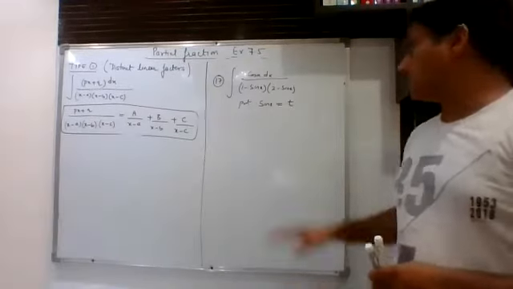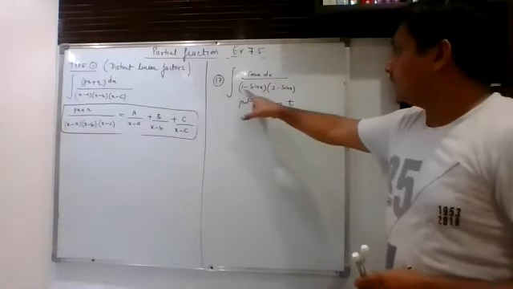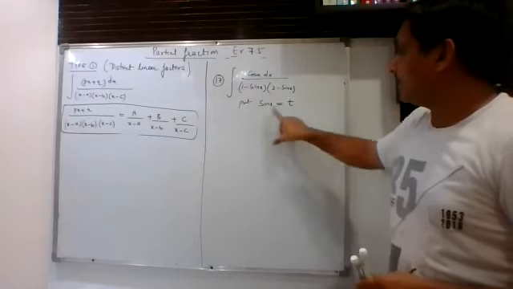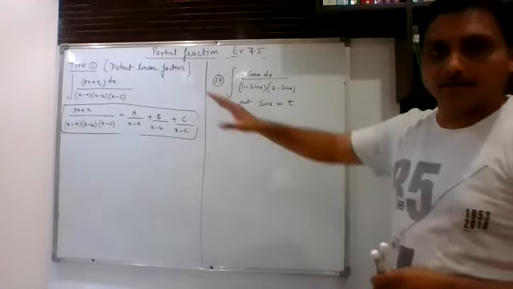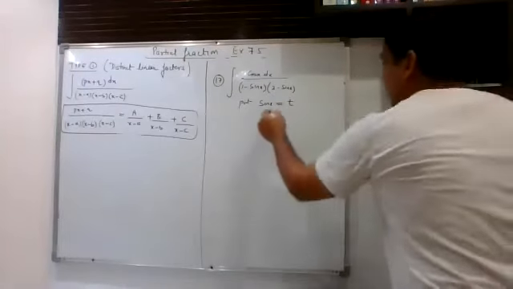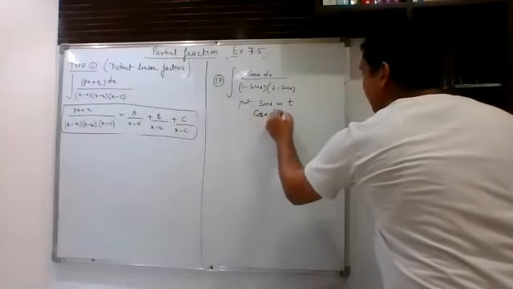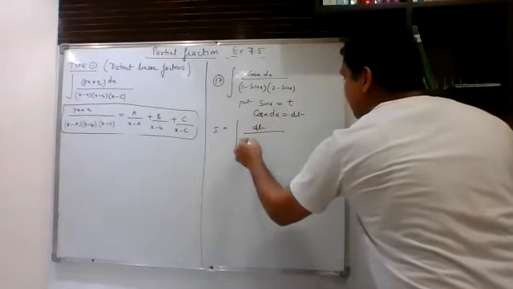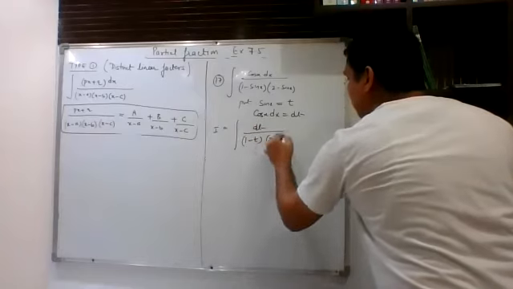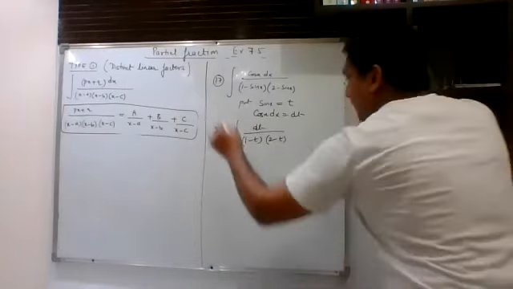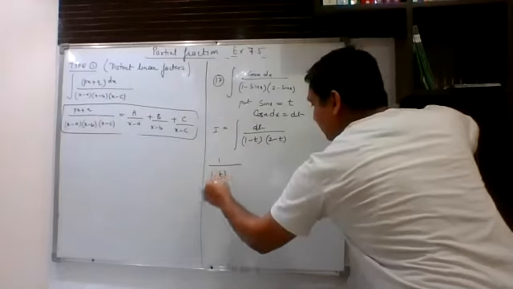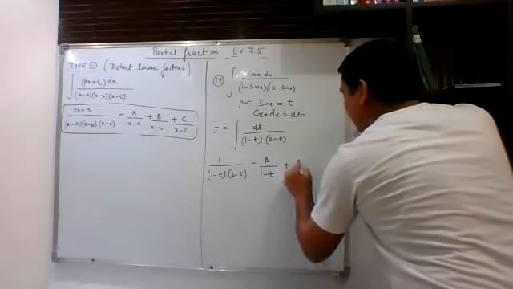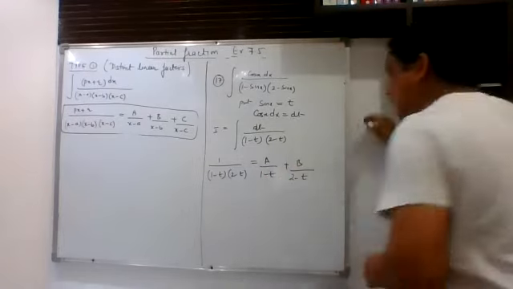Okay, so in question number 17, integral of cos x dx upon 1 minus sin x into 2 minus sin x. So we will put sin x equal to t, and then we will apply partial fractions. So let's see. When you differentiate it, it will be cos x dx, that is equal to dt. So in terms of t, I can write this integral as dt upon 1 minus t into 2 minus t. Okay, now let us apply partial fractions. So 1 upon 1 minus t into 2 minus t can be written as a upon 1 minus t plus b upon 2 minus t.